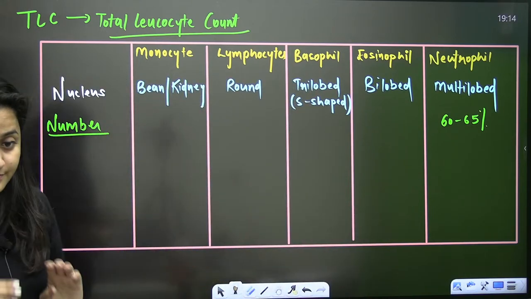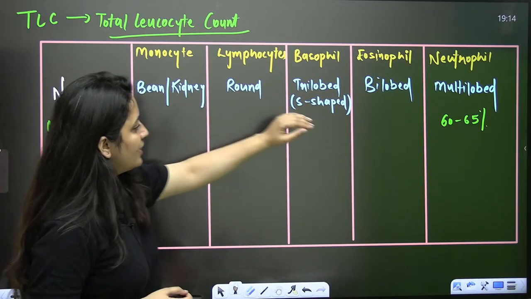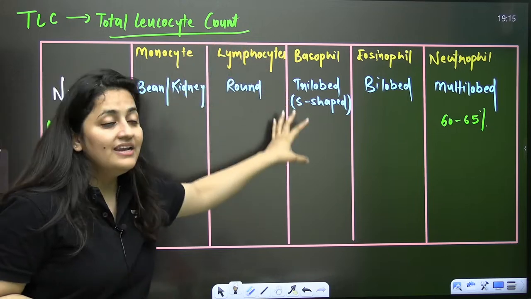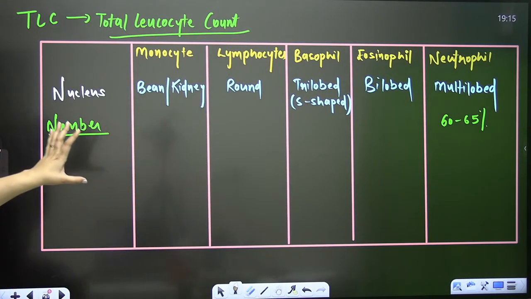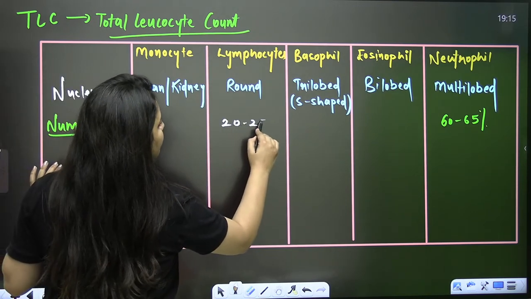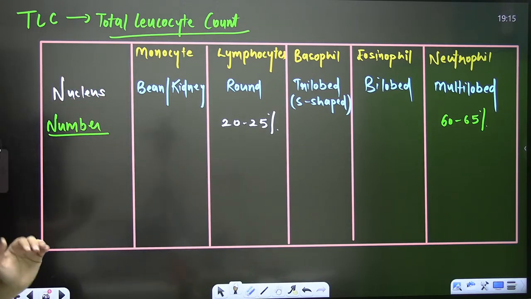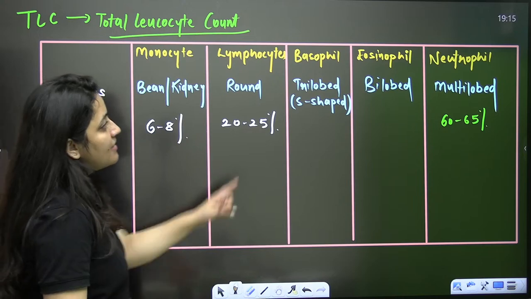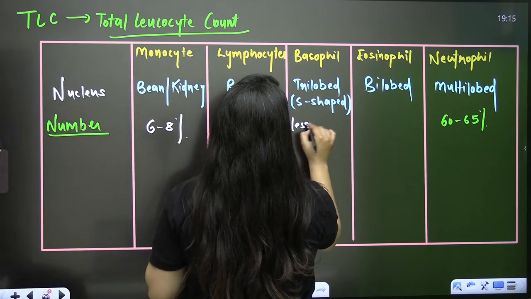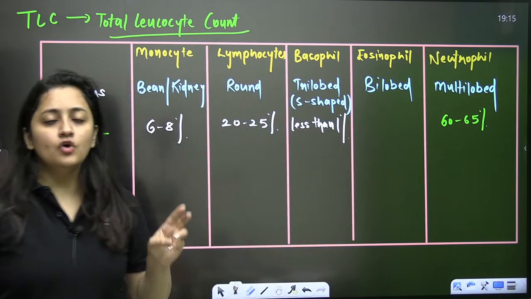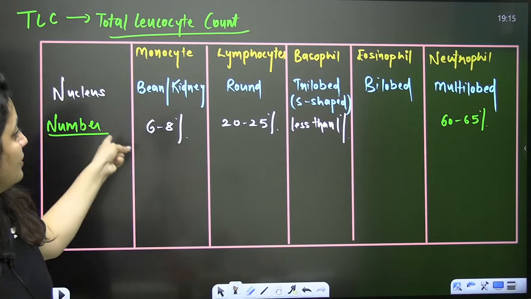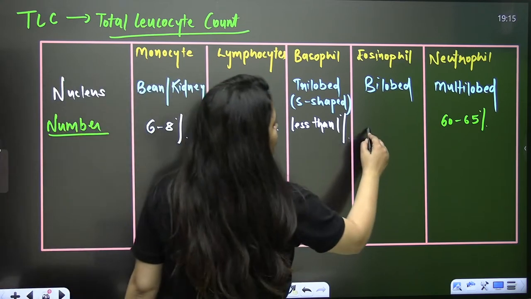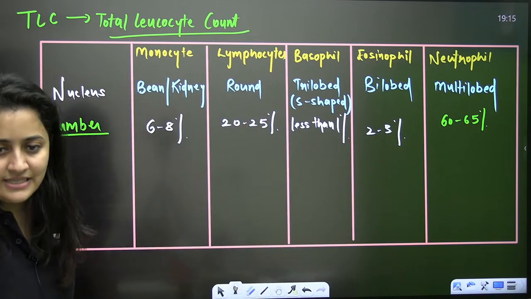Here you can see the nucleus and the different shapes. Now we are talking about the amount. Neutrophils are the most abundant, 60 to 65%, and after the neutrophils come the lymphocytes, near about 20 to 25%. Then come the monocytes, 6 to 8%. Basophils are minimum, less than 1%. Eosinophils are near about 2 to 3% of the total leukocyte count.